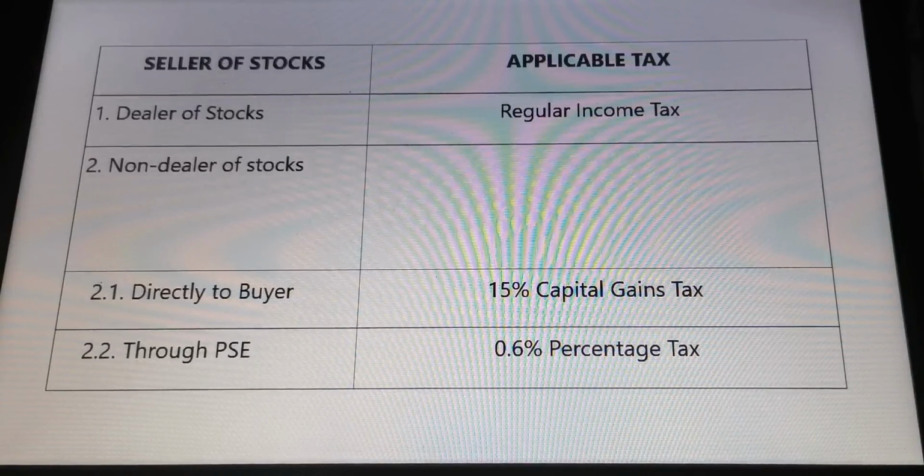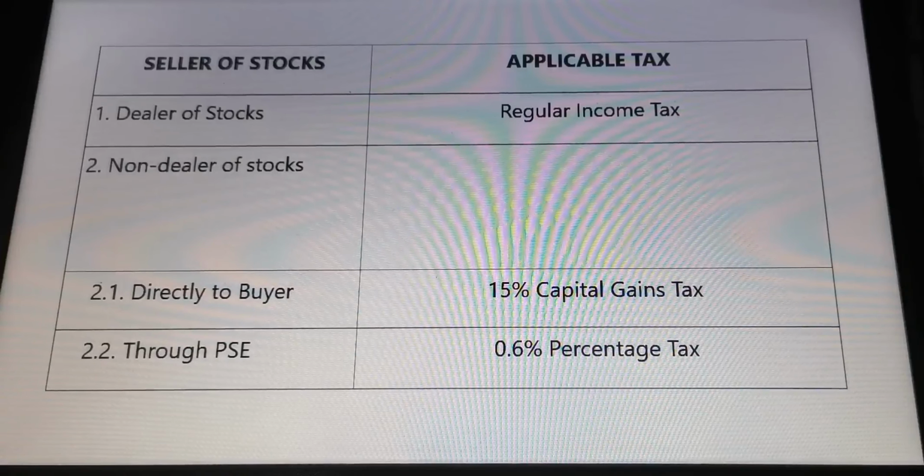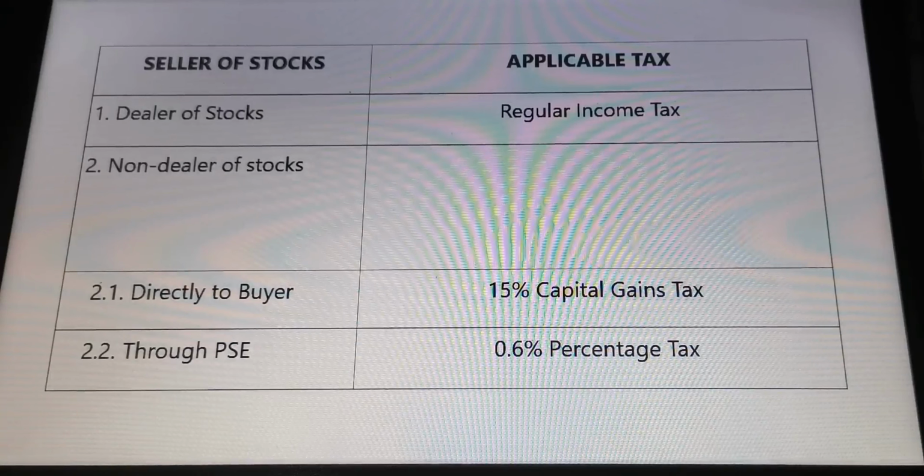And then, ayan, we have the seller of stocks and ano yung mga applicable tax rate nila. So, we have the dealer of stock. Ayan. So, kapag sinabing dealer, sila yung normally na nag-trade ng mga stocks. So, ibig sabihin nito, yan talaga yung trabaho nila. So, ang applicable tax dyan ay ang regular income tax. So, when we say non-dealer of stock naman, we have two. Meron tayong tinatawag na directly to buyer. Yan yung kakadiscuss lang natin kanina. And, meron din tayong non-dealer of stocks through Philippine Stock Exchange or yung listed and traded naman. So, ang applicable tax niyan ay percentage tax which is 6/10 of 1% or 0.6%. So, ayan yung applicable tax rates nila.